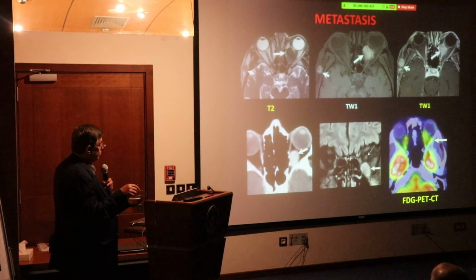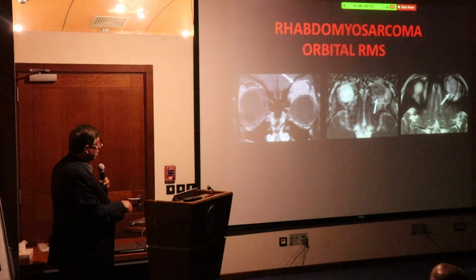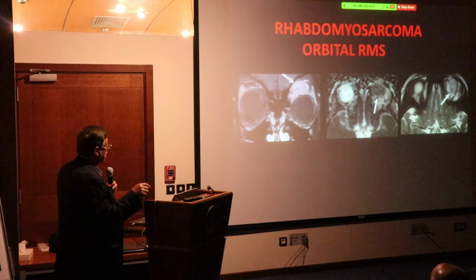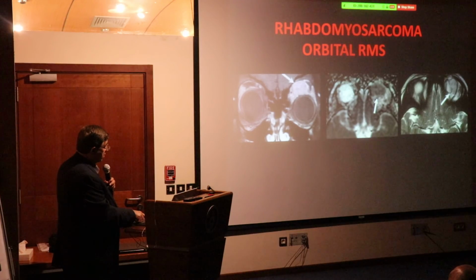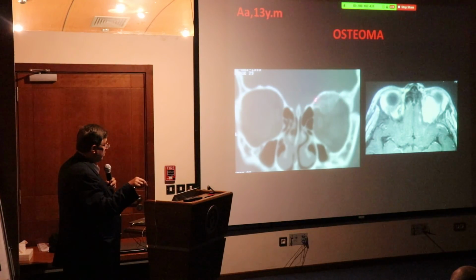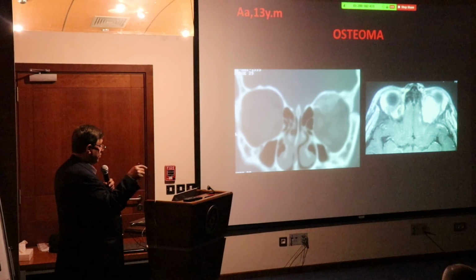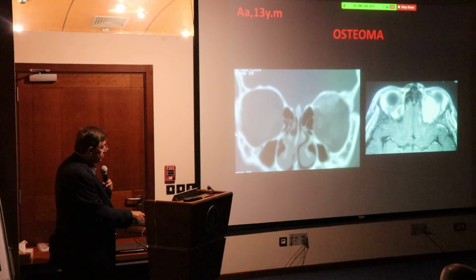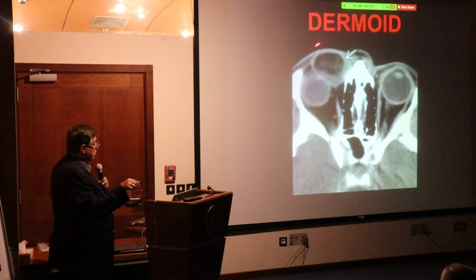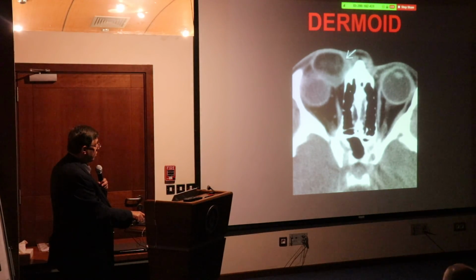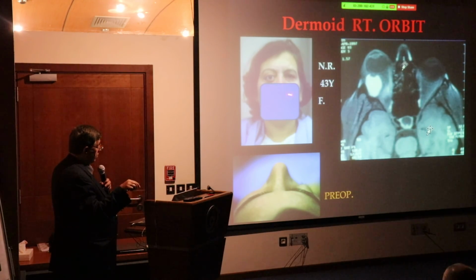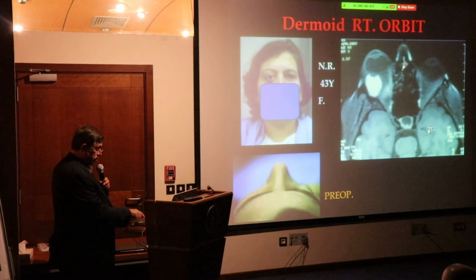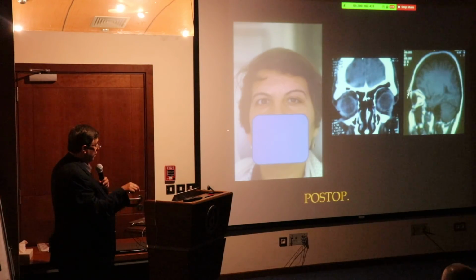Metastasis from wherever the primary, as a mass in the roof of the orbit. Again, any orbital tumor like rhabdomyosarcoma in the roof of the orbit will mimic leptomeningeal cyst. Osteoma looks like the intradiploic leptomeningeal cyst, but it is sclerotic. Dermoid and epidermoid. And this is one case of mine with dermoid in the orbit, and you can see the eye bulging. And this is after surgery.